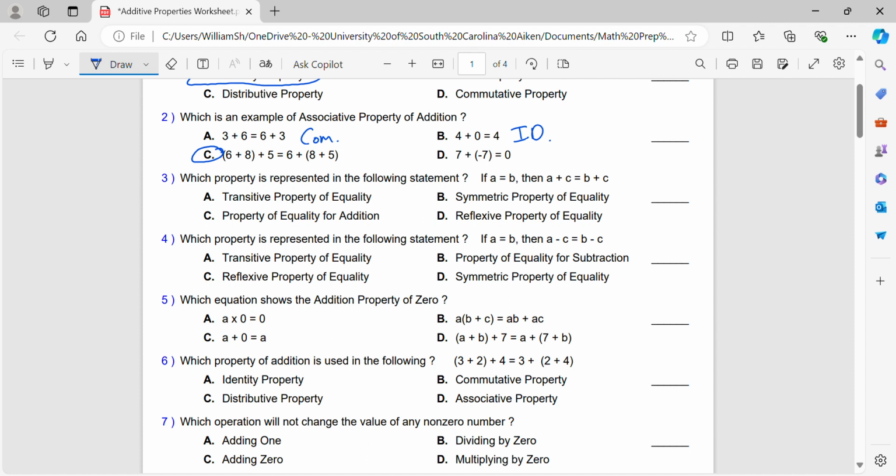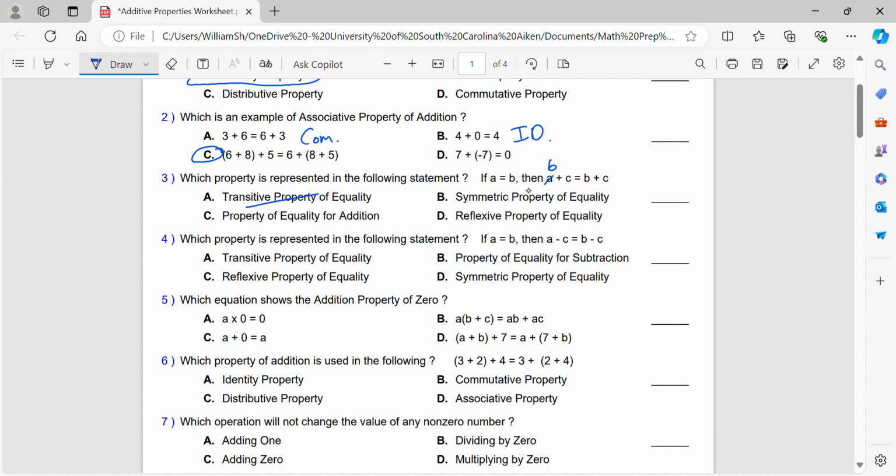Now, number 3 says, which property is represented by the following statement? If A equals B, then A plus C equals B plus C. Now, we didn't go over this property. Let's think about it. If A and B are equal, then they're basically the same thing. Okay? So that means that if A and B are equal, I could replace this A with a B. And that would mean B plus C is equal to B plus C.